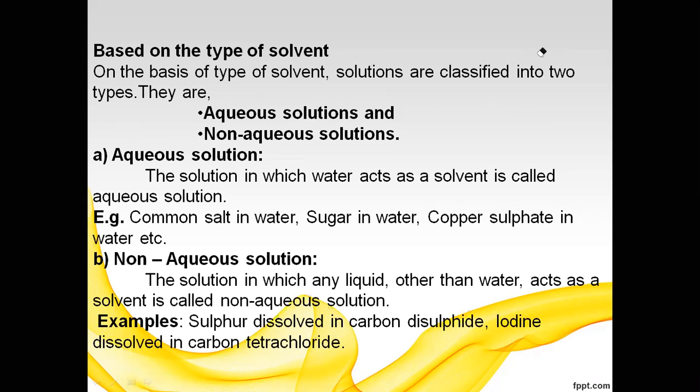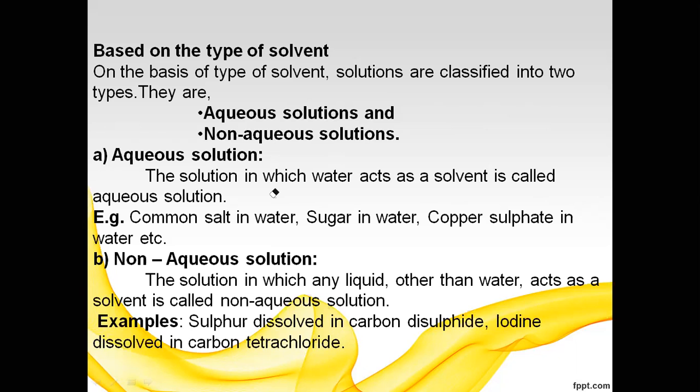On the basis of solvent there are two types, that is aqueous solution and non-aqueous solutions. Aqueous solution means that a substance is dissolved in water. For example, common salt is dissolved in water, sugar is dissolved in water, and copper sulfate is dissolved in water. So the water acts as a solvent. So this is called aqueous solutions.